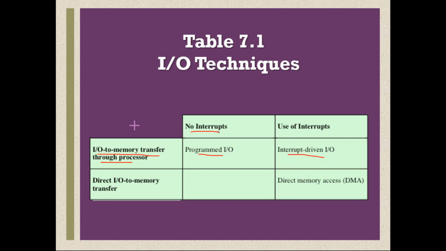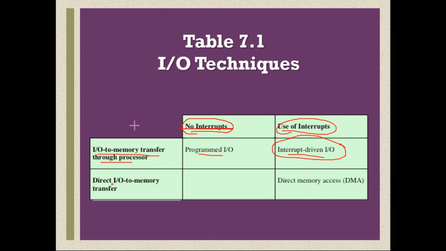Programmed IO does not use any interrupts. That is, the processor will give a command and it has to wait until the IO is done, right? Whereas interrupt driven IO will give a command and start doing other jobs. Once this particular IO is completed, the IO module will generate an interrupt. So interrupt driven IO uses interrupt, programmed IO does not use interrupt.